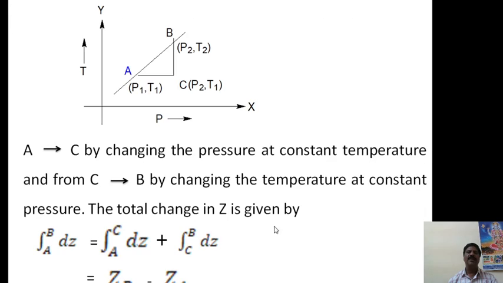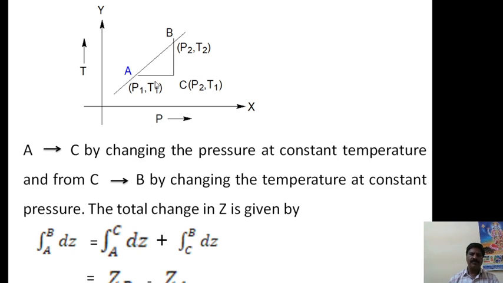Now, how is it changing? There is a slope here, going from A to C and C to B, just like a path. How does it take place? The first step is that temperature is kept constant and pressure is allowed to change, so the pressure changes at constant temperature. Therefore it goes from A to C. Then the pressure is kept constant and temperature is allowed to change, therefore reaching C to B.